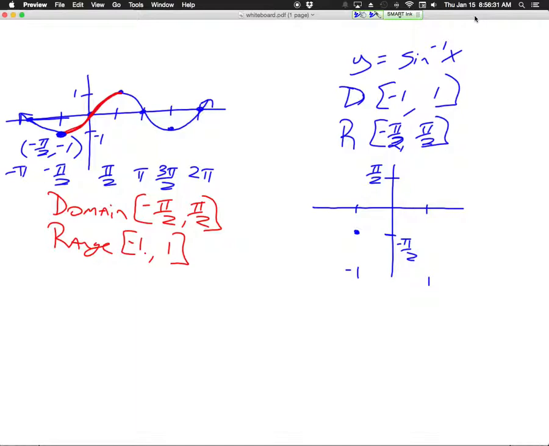Alright. The next point I want to pick out is this one right there in the middle. And that's easy because what is that point? 0, 0. So what happens when I flip it? I still get 0, 0. Alright. Then the other point I want to pick out is right here. And what's the ordered pair of that point? Pi over 2, 1. So over there it's going to be 1 and pi over 2.